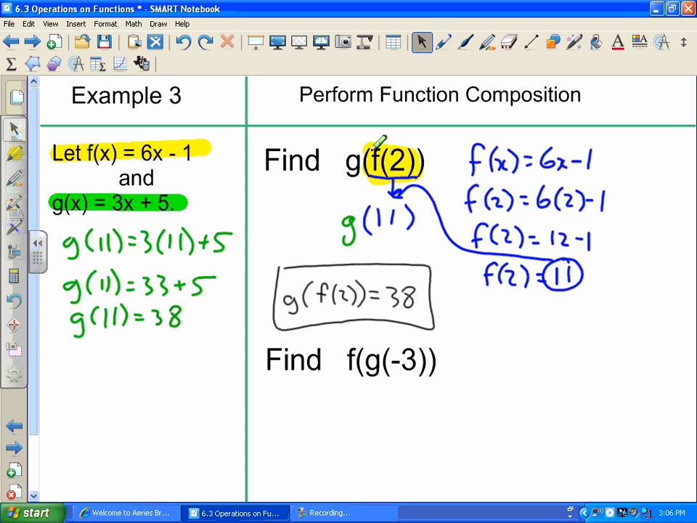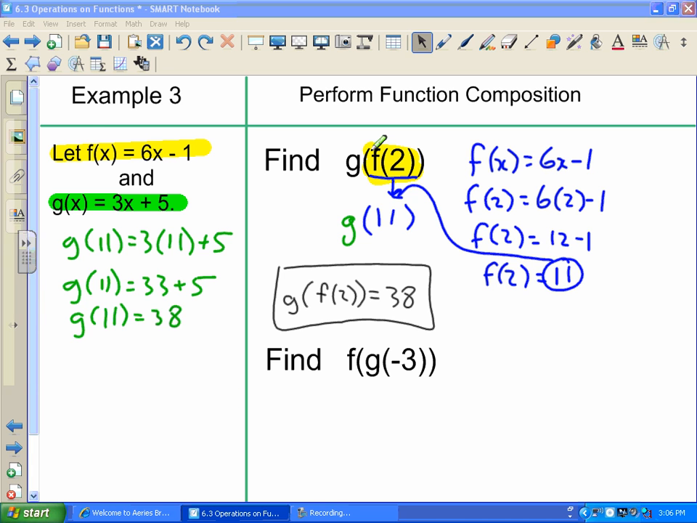So the second one, it actually says f of g of negative 3. All I have to do is stick the negative 3 in the g function. And then I take whatever that answer is and plug it into the f function. And I just have to process and get it right. So it's really that easy.